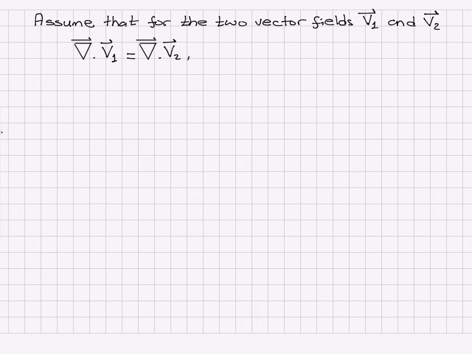And also, their curls should be the same. So curl of V1 is equal to curl of V2, and their normal components, n hat dot V1, is equal to n hat dot V2. So if for a vector field, its divergence and curl are known within a region, and its normal component for the surface at the boundary of this region, this vector is unique. That means V1 and V2 should be the same.